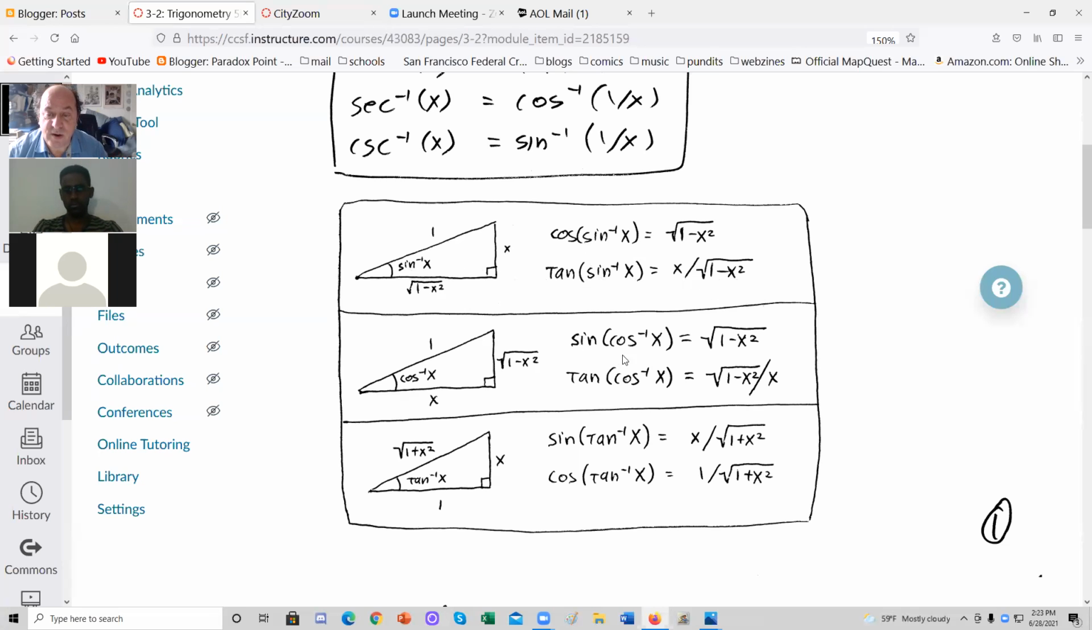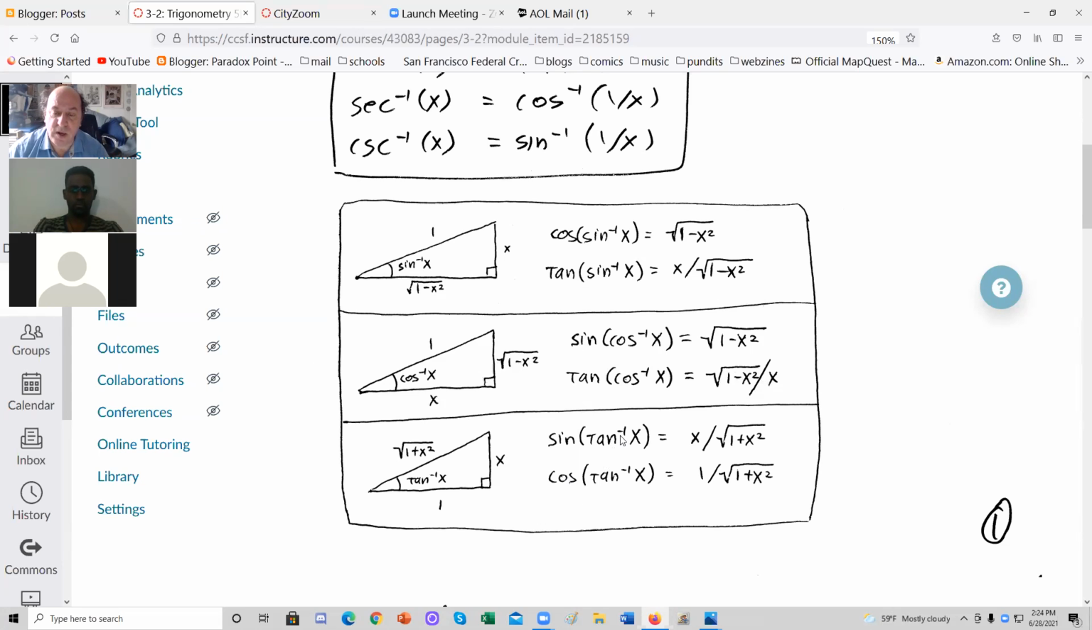Now for sine and tangent of arc cosine, here's a right triangle with an angle of arc cosine of x here. So adjacent over hypotenuse is x. So put an x here and a 1 here. And Pythagoras teaches us that this third side will be root 1 minus x squared. So sine is opposite over hypotenuse, root 1 minus x squared. Tangent of arc cosine is opposite over adjacent, root 1 minus x squared divided by x.